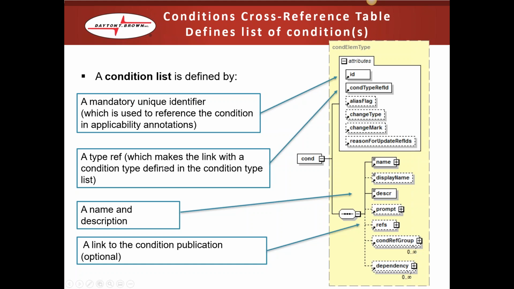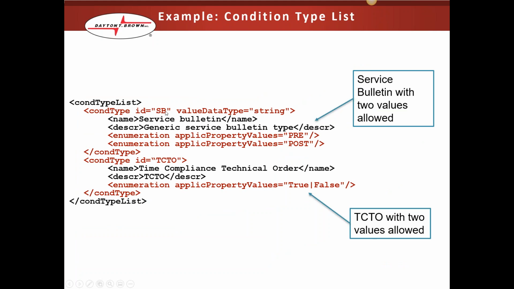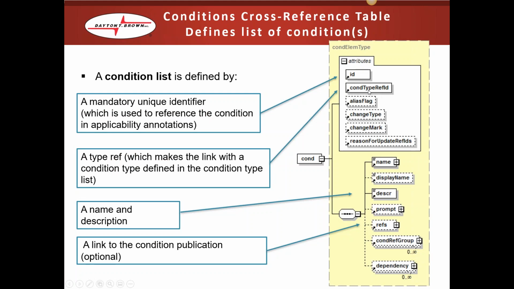Now, this is where we tie them together. So a type reference, or condition type ref ID, makes the link to a condition type in the condition type list. So remember that previous section of the CCT, we said we have a thing called a service bulletin, we have a thing called a TCTO. What I'm doing now is saying that this condition is of type TCTO or is of type SB. And we do that by referring to the ID of this thing for SB or TCTO. So that's what would go into condition type ref ID, because we want to say, oh, this is a service bulletin.